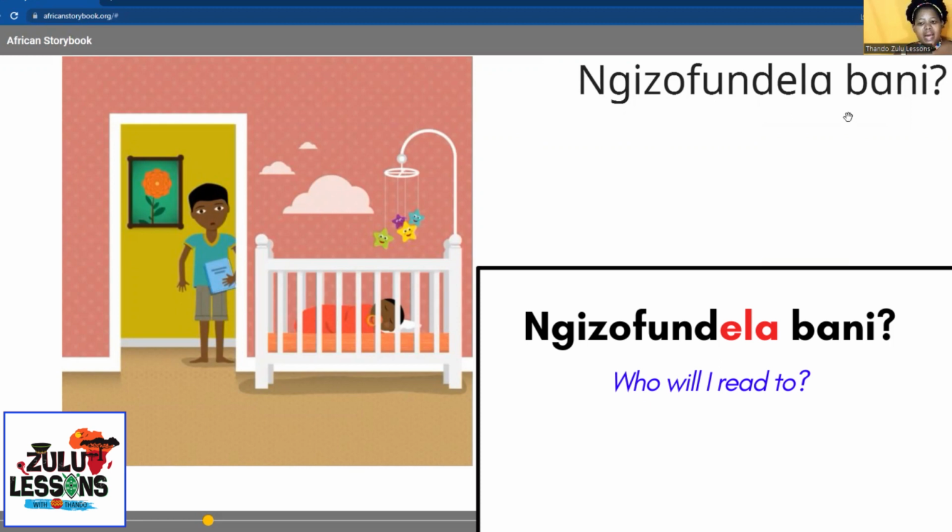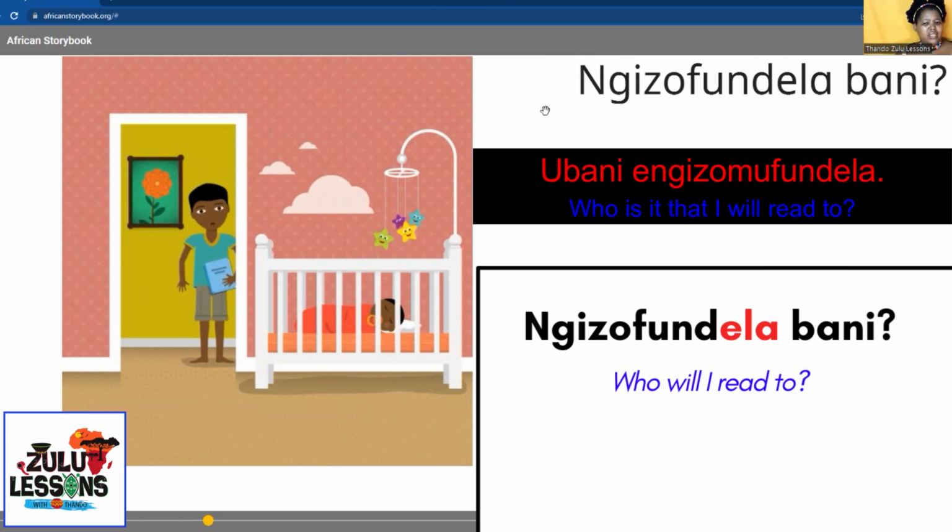So here we are now. We've dropped the u when we are now asking this question here. We could start with the question word and put it here at the beginning of the sentence and say, ubani. Now the rest of the sentence, you have to change it to an adverb. Because now you have to say, engizomufundela. Who is the one I will read to?